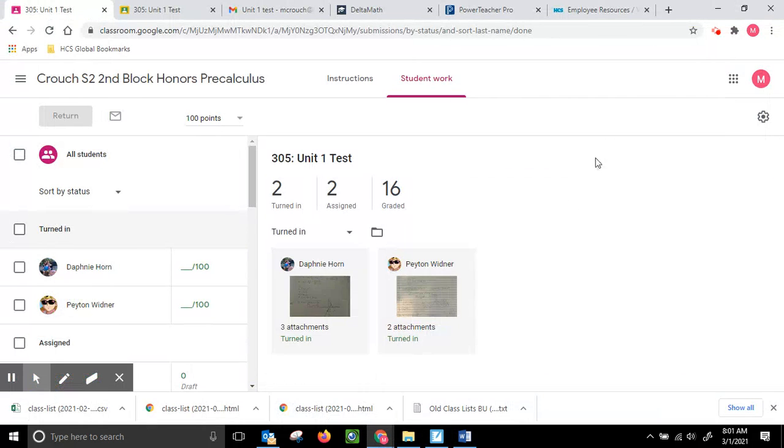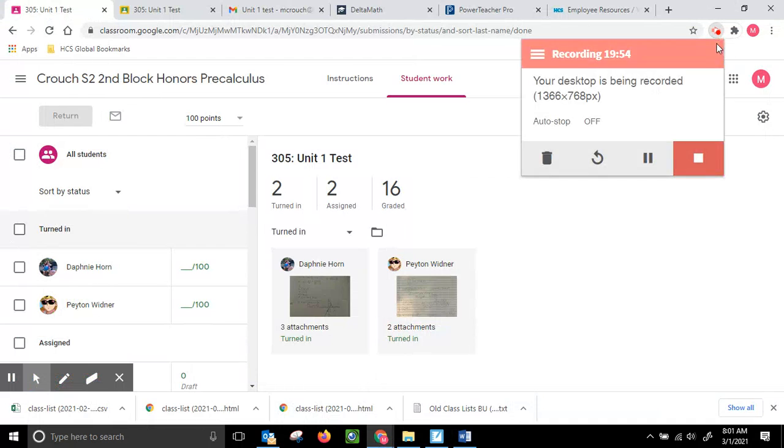You want me to close it out? You can leave it open, that's fine.